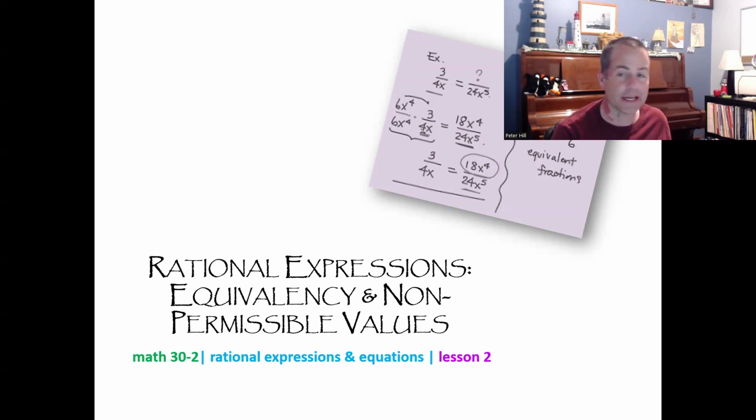Hey friends. Okay, so this is our second lesson in our rational expressions unit for 30-2. And what we want to tackle today is rational equivalency and non-permissible values. Okay, so really two separate things, but we're going to lump them together because you guys are going to rock at it and it's all going to be great. Okay, so we'll kind of spend half and half as we go.